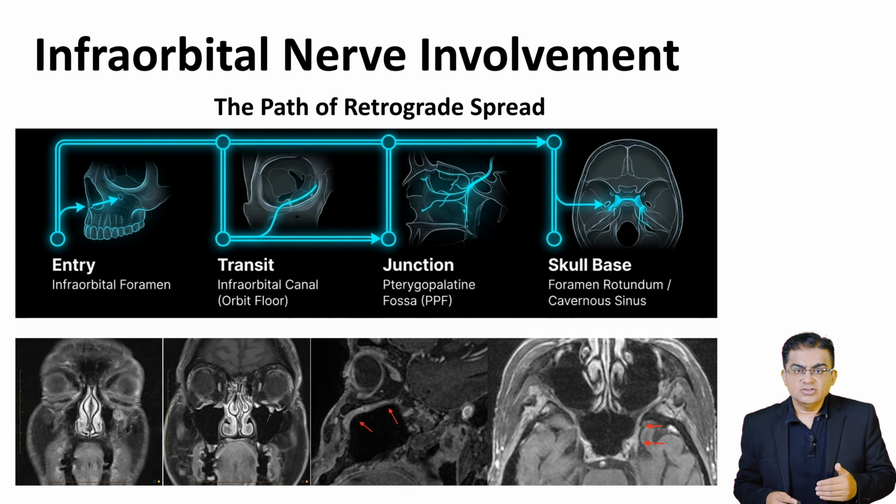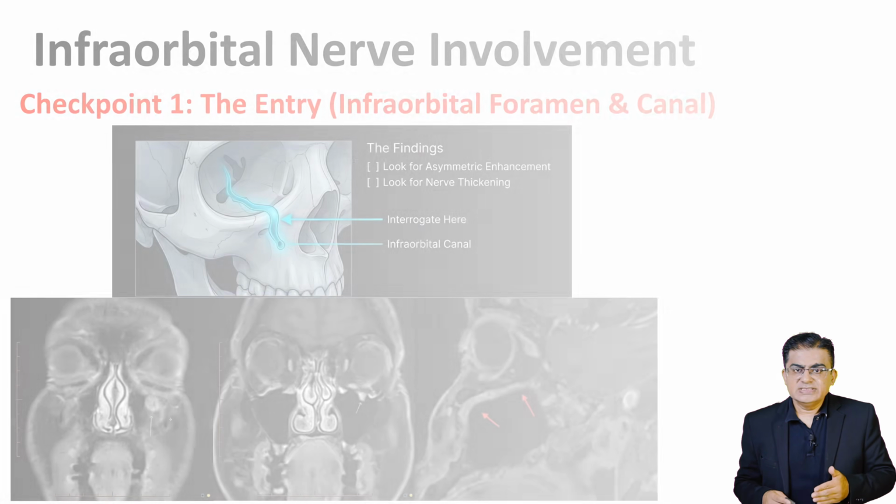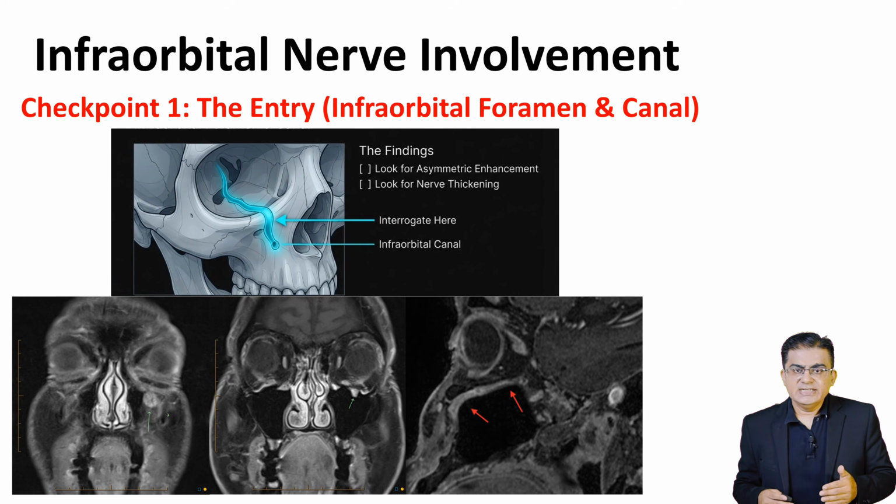So how do we actually spot the tumor at each of these toll booths on MRI before it is too late? Let us break them down one by one, starting with checkpoint 1. When you sit down with your radiologist, I want you to actively interrogate 3 specific checkpoints. Checkpoint number 1 is the entry. This includes infraorbital foramen and infraorbital canal. You are explicitly looking here to check for any abnormal asymmetric enhancement or nerve thickening inside the canal. Always compare it to the normal healthy side.